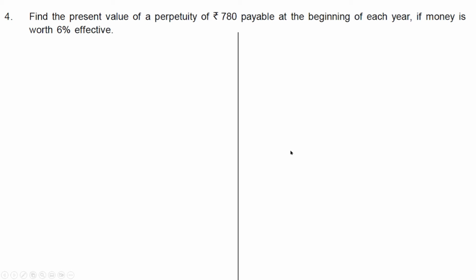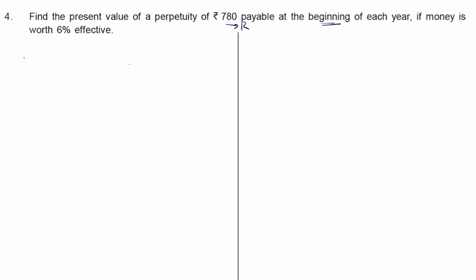Next question. Find the present value of perpetuity of rupees 780 payable at the beginning of each year if money is worth 6% effective. So we need to find the present value of perpetuity of this amount, rupees 780. This is R. It is payable at the beginning of each year. And this is the rate of interest. So here we have to use the formula P is equal to R plus R by I.